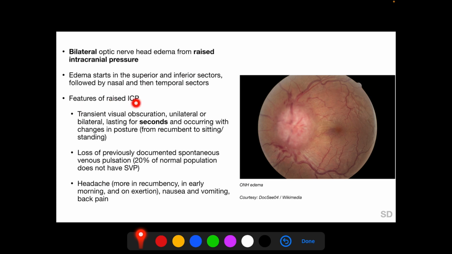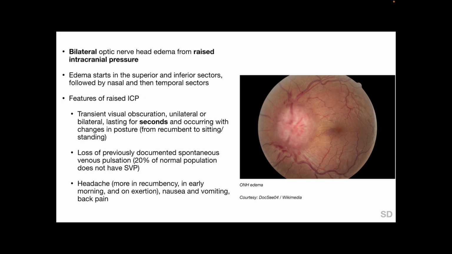Now, features of raised intracranial pressure include transient visual obscuration lasting for seconds, which may be unilateral or bilateral. So very short lasting visual loss, and these transient visual obscurations occur with changes in position, when the position changes from lying down to sitting or standing. Another feature of raised intracranial pressure is loss of previously documented spontaneous venous pulsation, or SVP. So if we have documented SVP in a patient and on future follow-up we find that SVP is missing, we can interpret that finding as due to raised intracranial pressure.